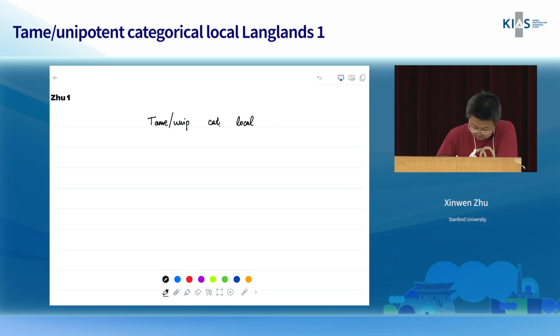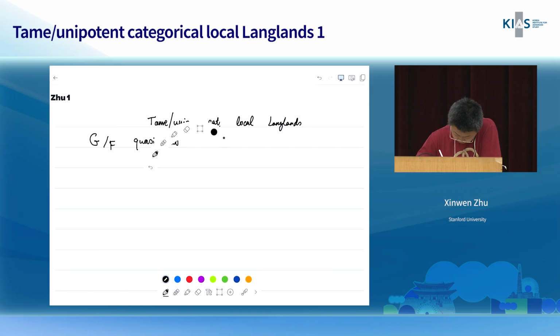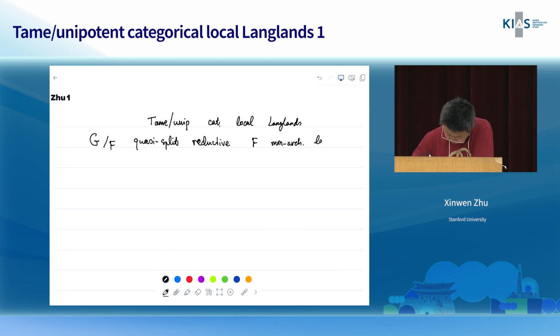Categorical local Langlands, some version. So let's again just as before. It's always G over F, let's say quasi-split, reductive. Just fix some notations before. F is a non-archimedean local field, with residual characteristic p.